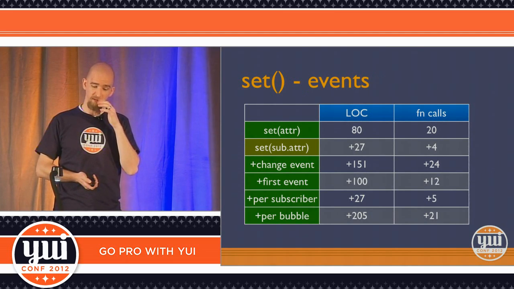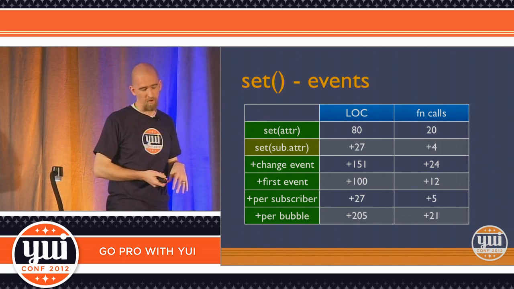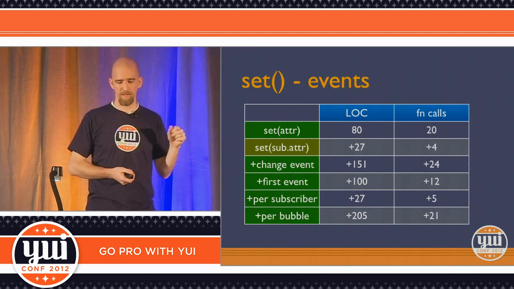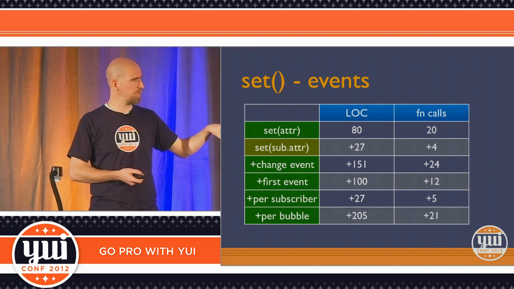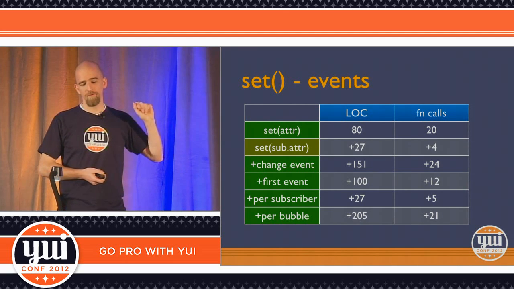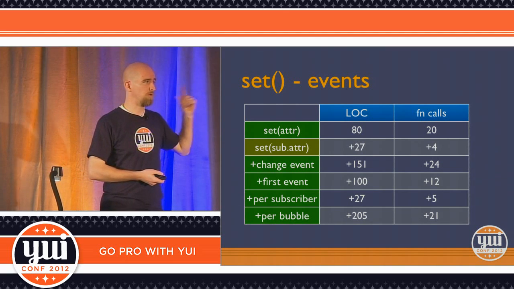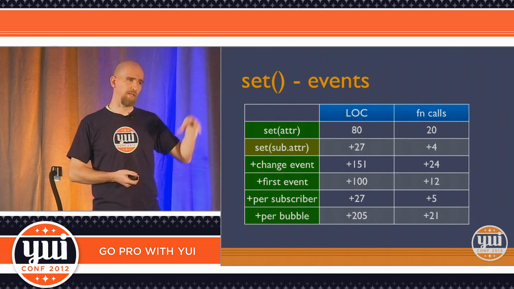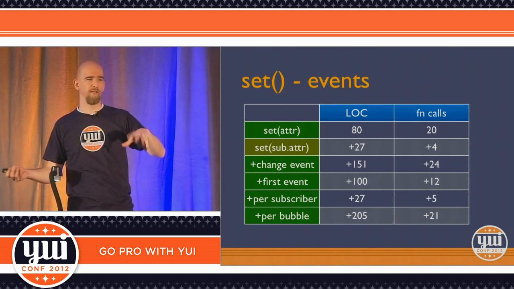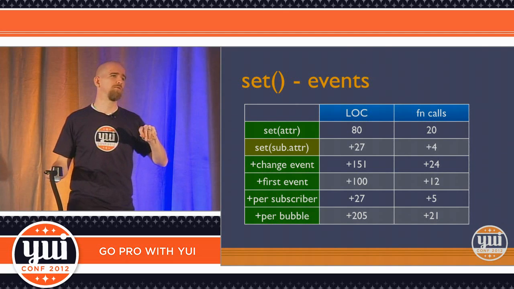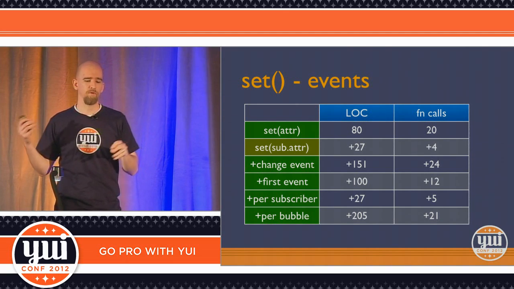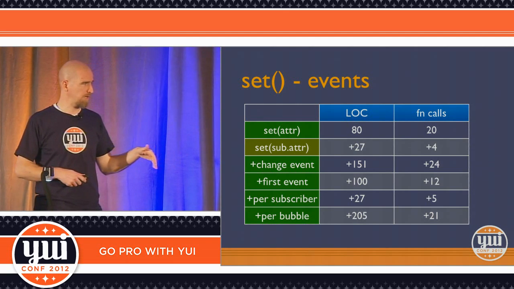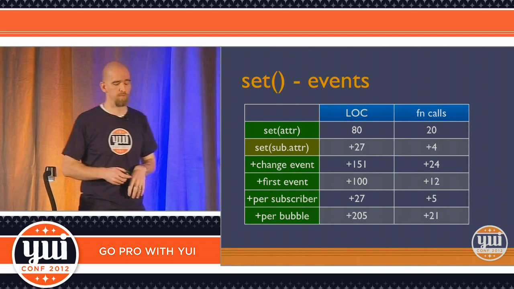When we start talking about the events, then the numbers start to add up a little bit more because the generation of a change event has more code associated with it. The first call to set, which is going to be publishing that change event, has an initial cost. So if you have a lazy add as well as a first call to set, then you're paying the initialization cost for the attribute and the publish cost. And then there's a per subscriber cost and there's a per bubble cost. You'll see the per bubble cost is kind of steep right now.